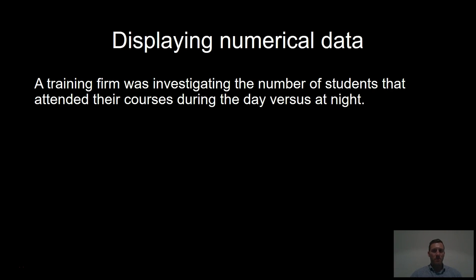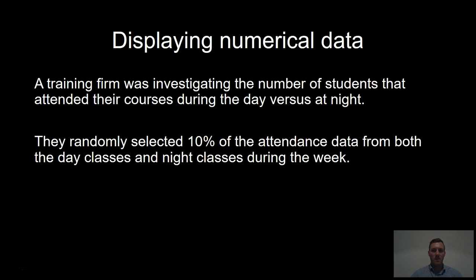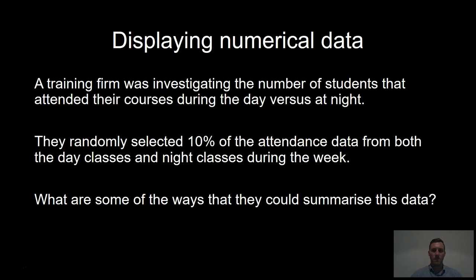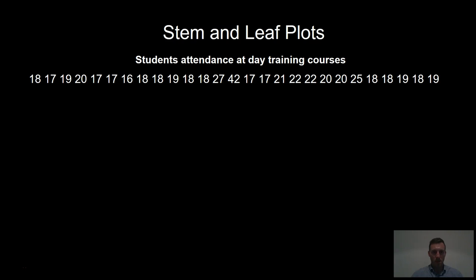I'm going to use the same example from my displaying discrete numerical data video, where a training firm investigated their attendance at the day courses versus the night courses. If you've seen that video, remember they randomly selected 10% of the attendance data from both the day classes and the night classes for 1 week. By dividing up the day and night classes attendance, they've stratified their sample. We looked at some of the ways they could summarise or display that data. Today we'll look at the stem and leaf plot.